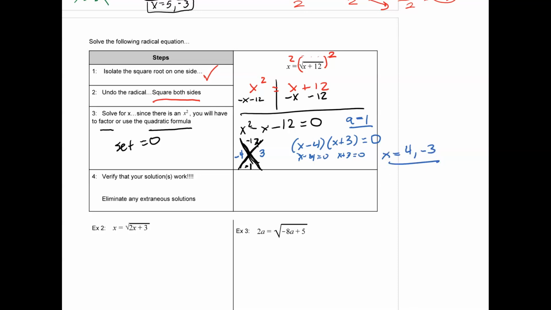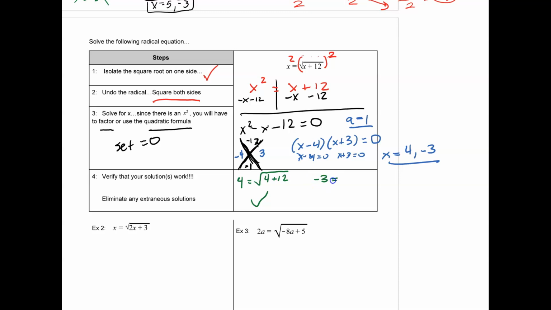And here is where a lot of people tend to make mistakes. You got to go back and check our answers just like we did at the beginning. So we're going to take 4 and negative 3 and plug it back into the top equation, the original starting equation. So is 4 equal to the square root of 4 plus 12? Yes, it is, because 4 plus 12 is 16. Square root of 16 is 4.